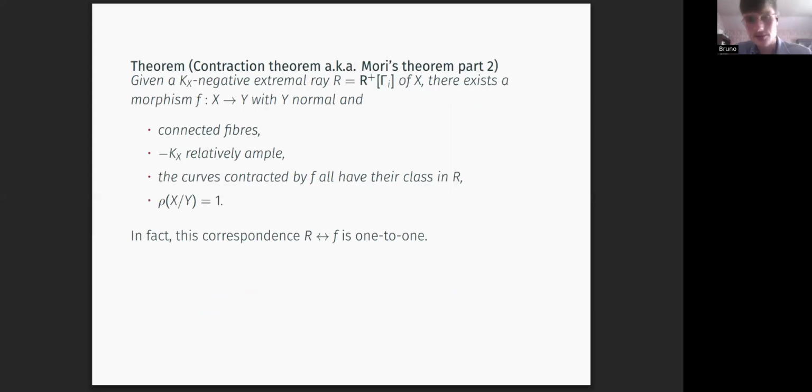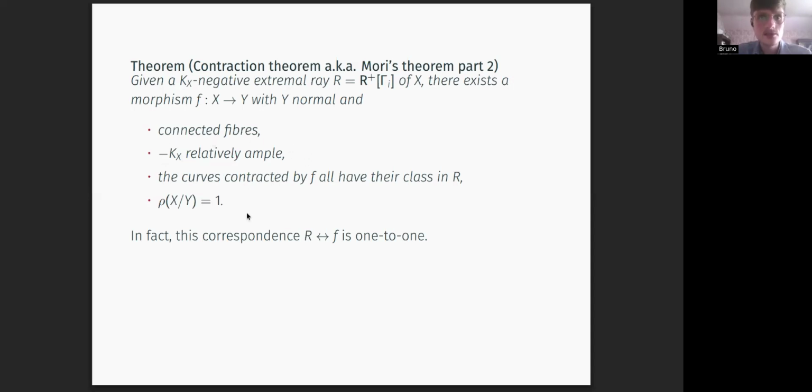And well, the second part of this large theorem by Mori, often called the contraction theorem also, says that if I have an extremal ray, generated by the numerical equivalence class of a rational curve in X, if I have this extremal ray, which is Kx negative in the Mori cone of X, then there exists a morphism from X to a normal variety, which satisfies all these properties. So the fibers are connected, and the anti-canonical is relatively ample.